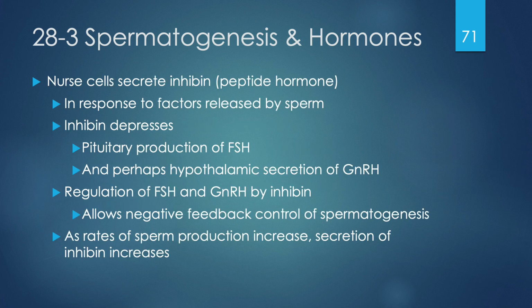The Sertoli cells, or nurse cells, also secrete inhibin. Inhibin is a peptide hormone that responds to factors that are released by sperm, so inhibin will depress both pituitary function of follicle-stimulating hormone, or FSH, and also hypothalamic secretion of gonadotropin-releasing hormone, or GnRH. The regulation of FSH and GnRH by inhibin is important because it allows for a negative feedback cycle to control the process of spermatogenesis.